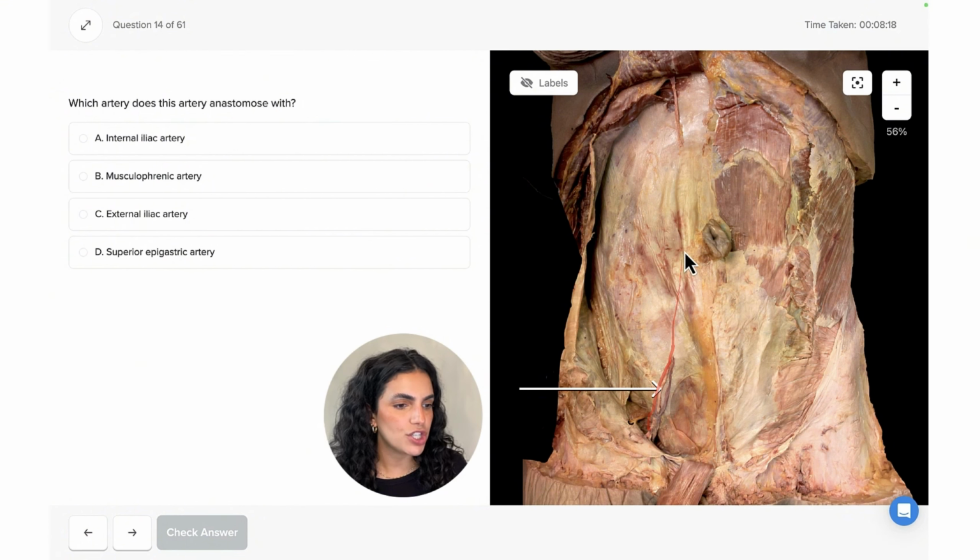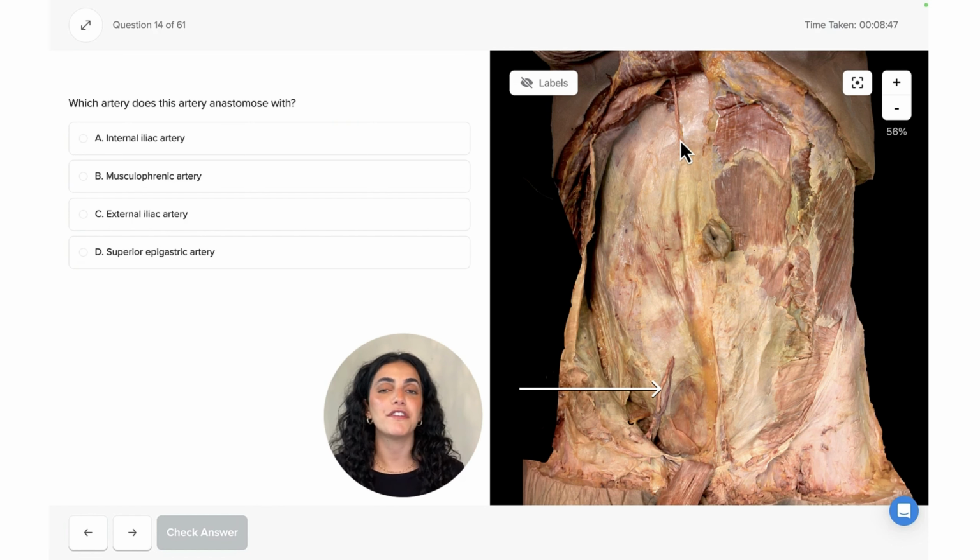where it will eventually terminate and anastomose around the area of the umbilicus with the superior epigastric artery, which we'll find right over here. So these two arteries anastomose, or connect with each other, sharing and mixing their blood in order to provide blood to the areas of the anterior abdominal wall as well as the rectus abdominis muscle.